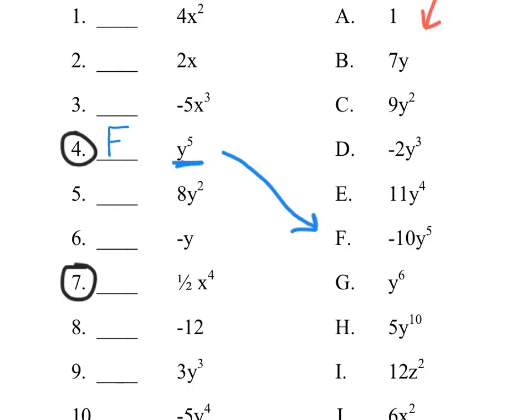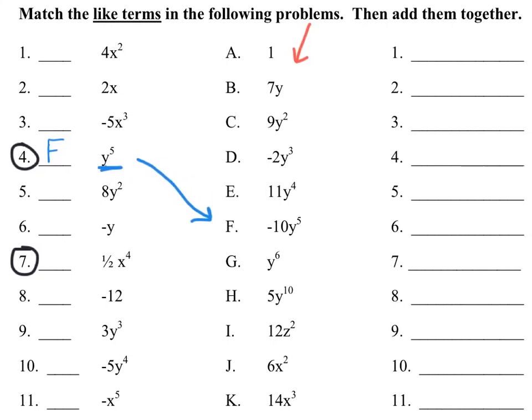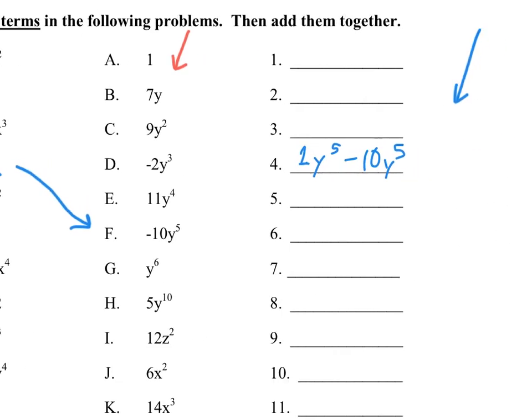And now the second piece of directions say that we need to add these terms together. So y to the 5th is the same thing as 1y to the 5th. So adding these terms together is like doing 1y to the 5th minus 10y to the 5th. And 1y to the 5th minus 10y to the 5th equals negative 9y to the 5th.